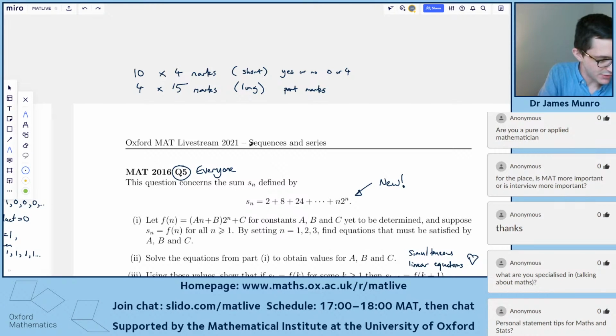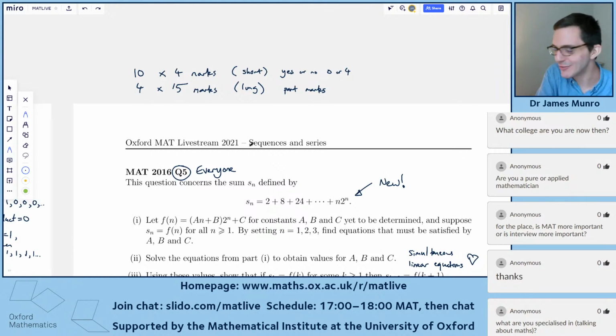Okay, I'm an applied mathematician. I don't do computer science A level. Okay, right, computer science question has been answered. Which college am I at now? I don't have a college right now. I work in the maths department. My job is to look at all of the colleges and make sure that we're being fair across all of the colleges. So no college for me at the moment.